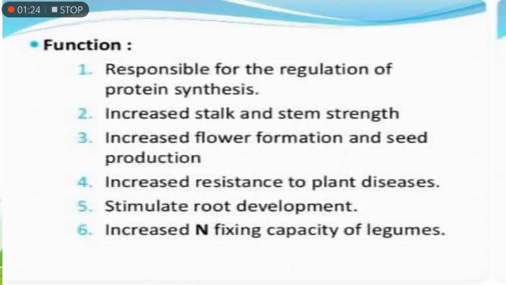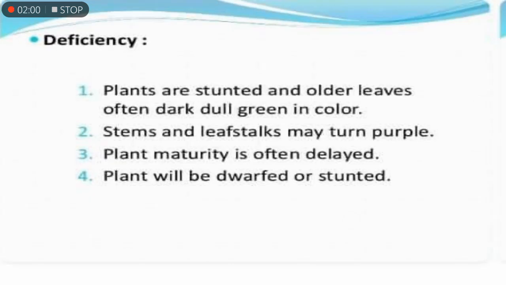Functions: it is responsible for the regulation of protein synthesis, increased stalk and stem strength, increased flower formation and seed production, and increased resistance to plant diseases. If you are facing any sort of plant diseases, it increases the resistance to kill those germs and insects, to resist them. It also stimulates root development and increases the nitrogen fixing capacity of legumes. These are all the functions of phosphorus, if it is present as a nutrient in the plants, they will work on all these things.